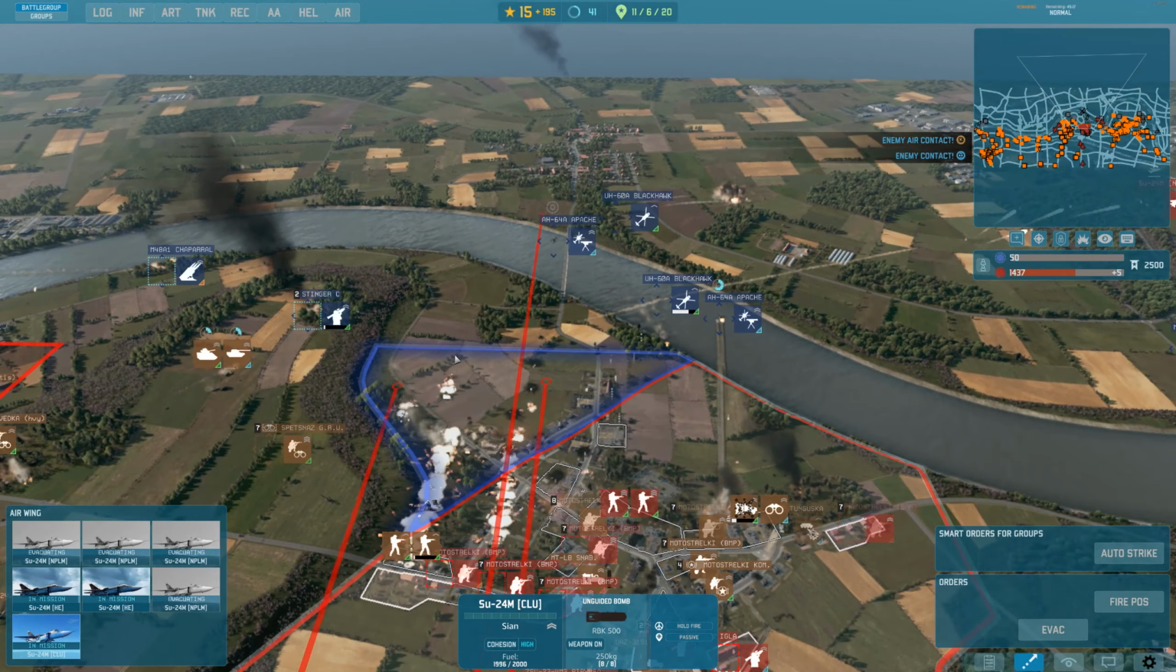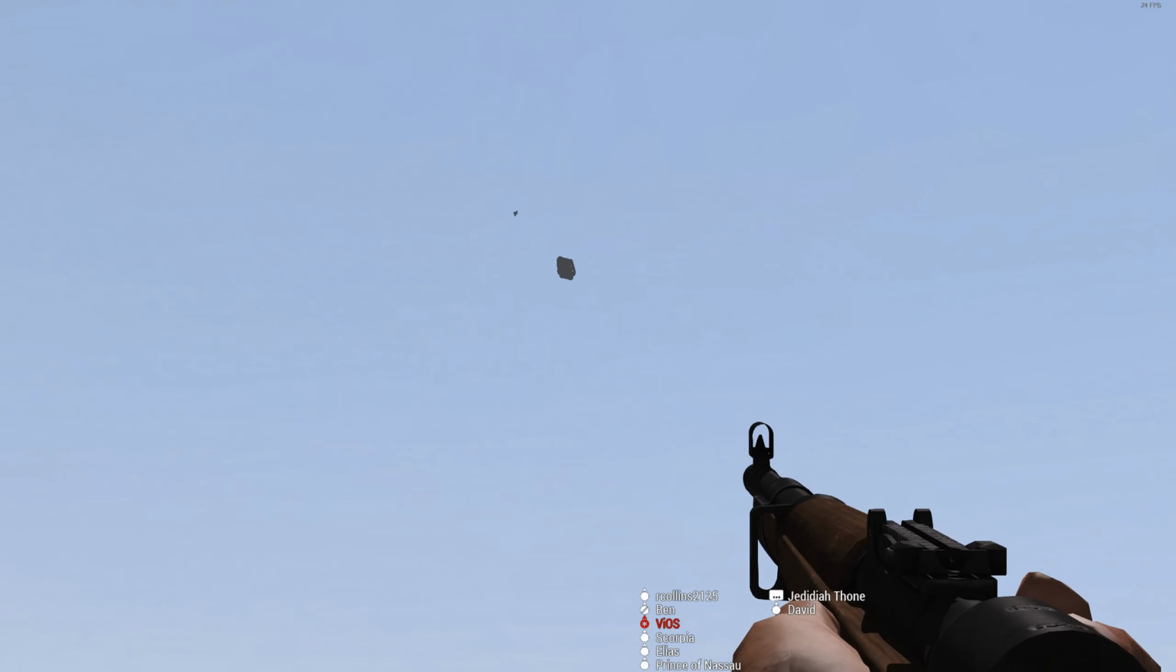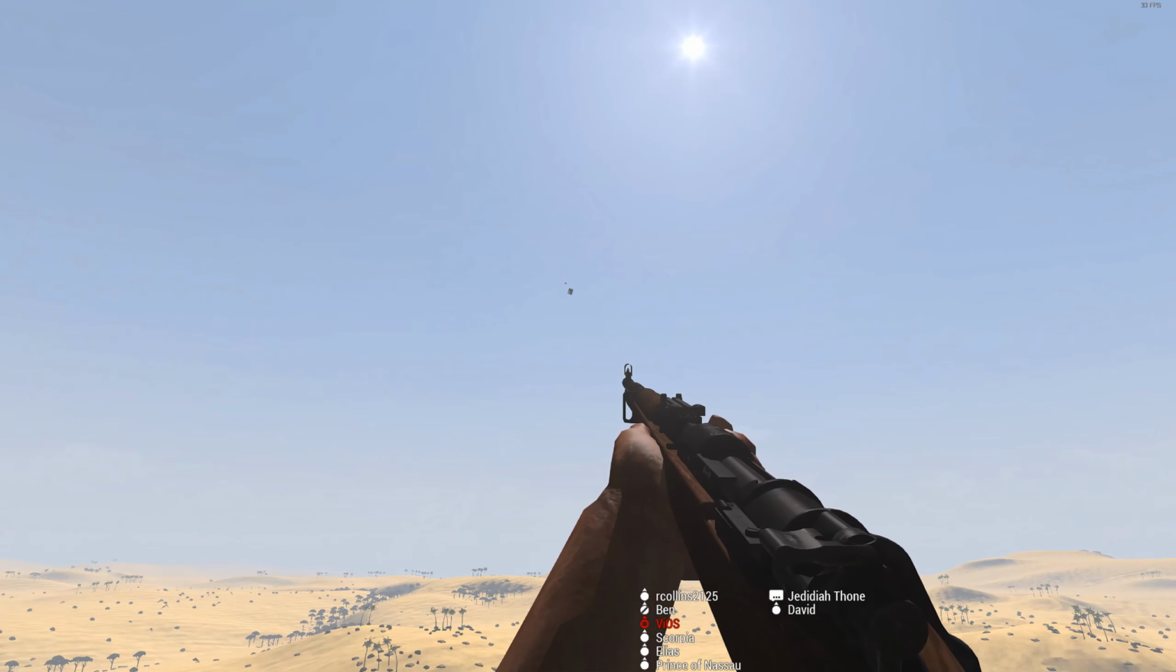I think our tank exploded. Whee! There it goes. The plane or our tank? Well, there's a tank flying through the sky.